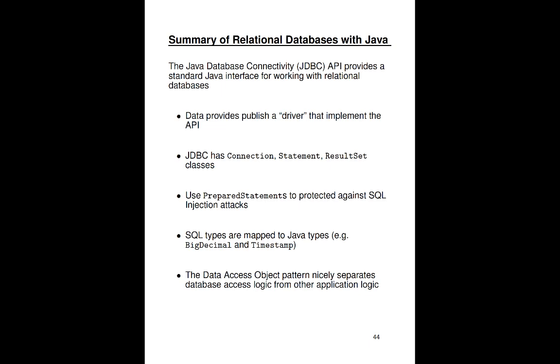We learned about prepared statements, which are a way to protect your programs against SQL injection attacks and offer some optimization. But primarily, you should be using prepared statements to make sure that the data that is passed to your query is actually the data that you intend. And then we also talked about the fact that JDBC maps the types of SQL database columns to standard Java types, things like BigDecimal and Timestamp. We also talked about how the data access object pattern can be used to separate the code that works with the database from the rest of your program, so other application logic can focus just on what it does well.